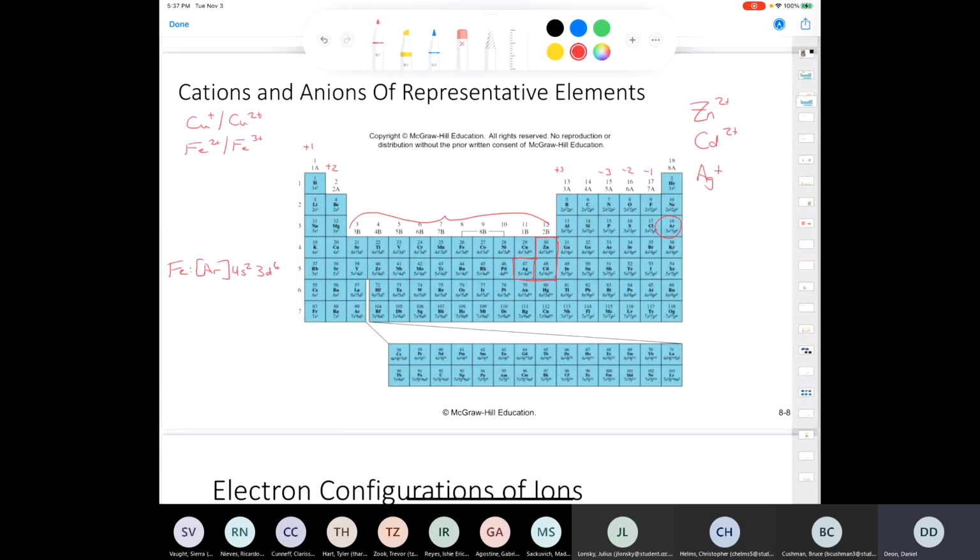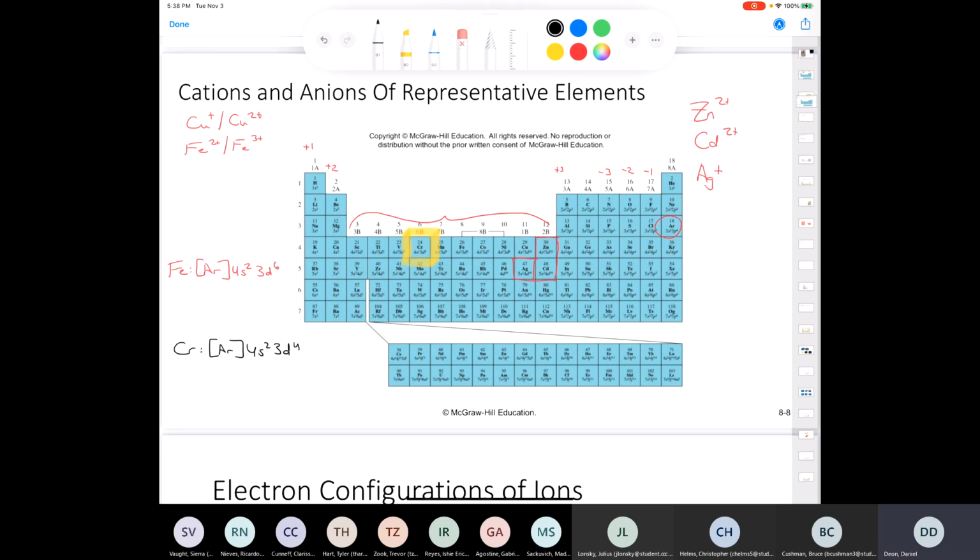A couple other exceptions that you should be aware of are chromium and copper when it comes to electron configurations. If you look at the electron configurations in here very carefully, you might notice something strange about chromium. Let's think about chromium for a second. The noble gas that precedes chromium is argon. What comes after argon? It would be 4s2, and then 3d 1, 2, 3, 4.